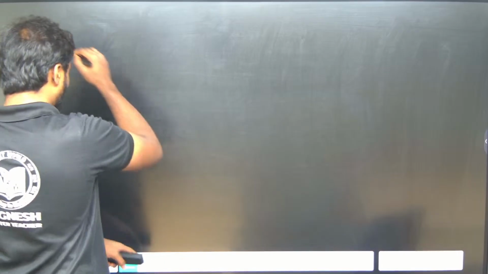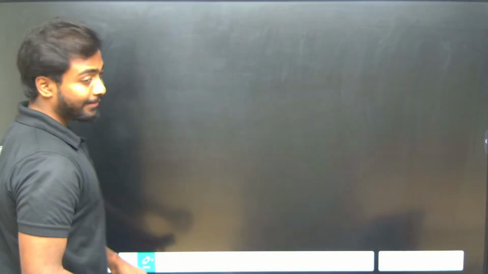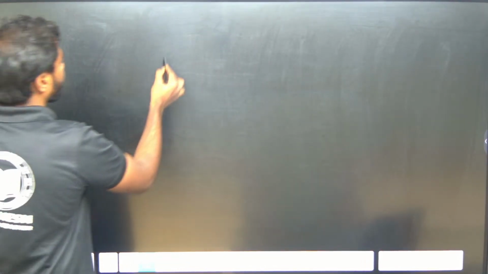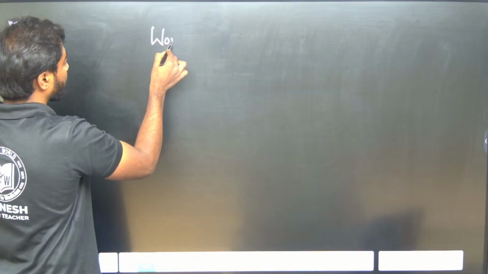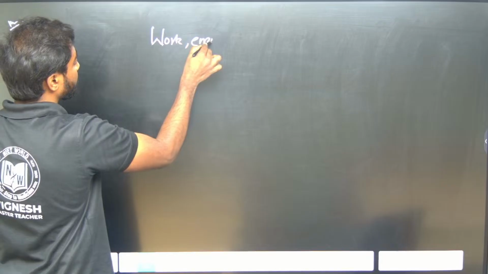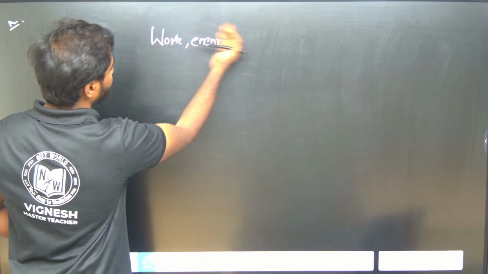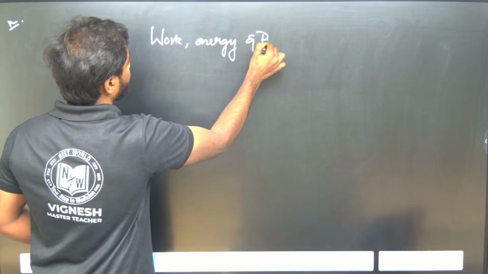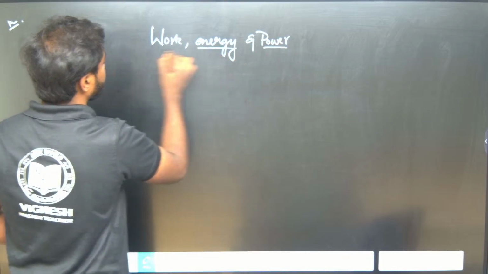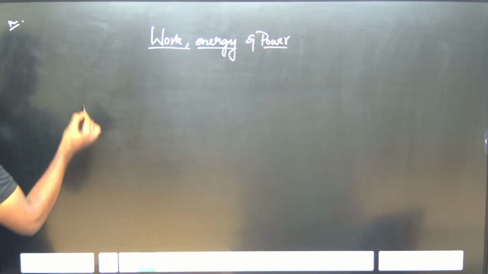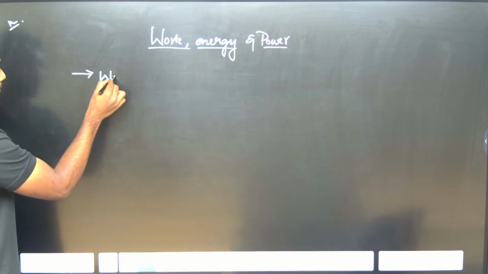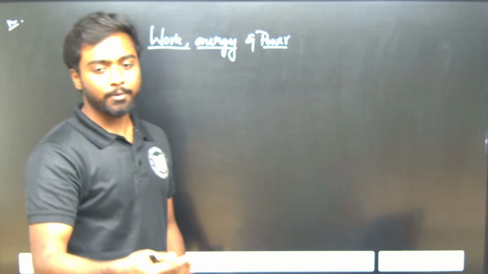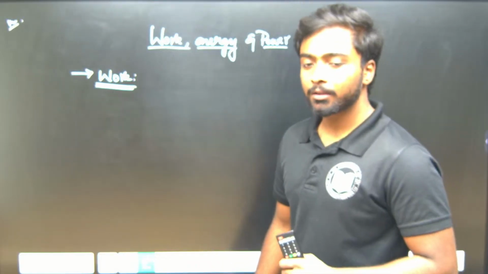So before going into the topic, let's discuss what formulas are there. We have discussed everything. The topic which we are going to see is work, energy and power. First thing about work. We'll see the formulas, then the next topic's formulas, and then finally we go for the questionnaire session.